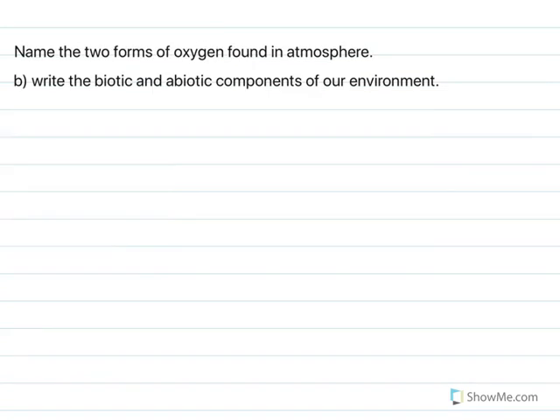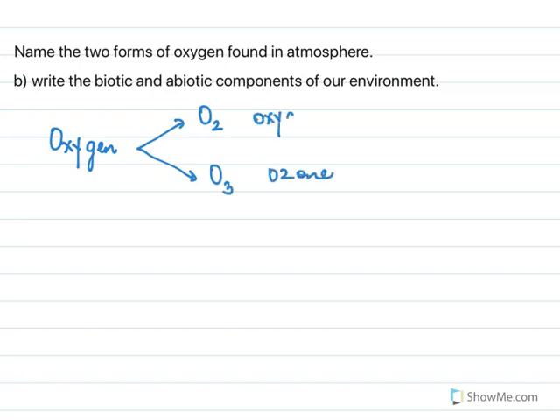Name two forms of oxygen in the atmosphere. So two forms of oxygen are, one is elemental oxygen, O2, and the other is O3, that is ozone. And this is the normal oxygen gas that we talk about, we use for respiration.